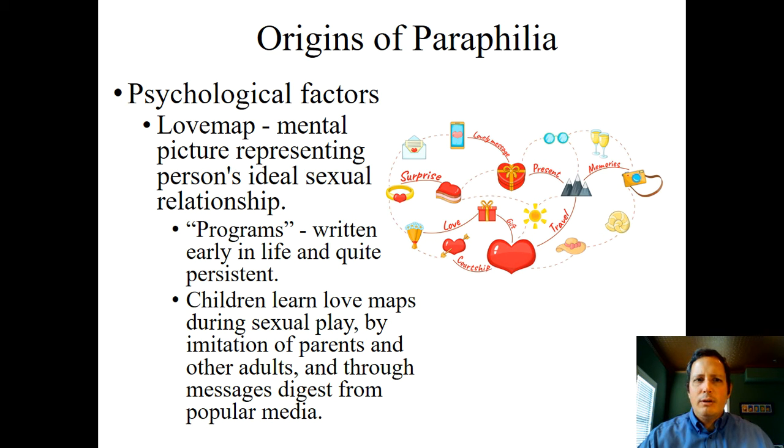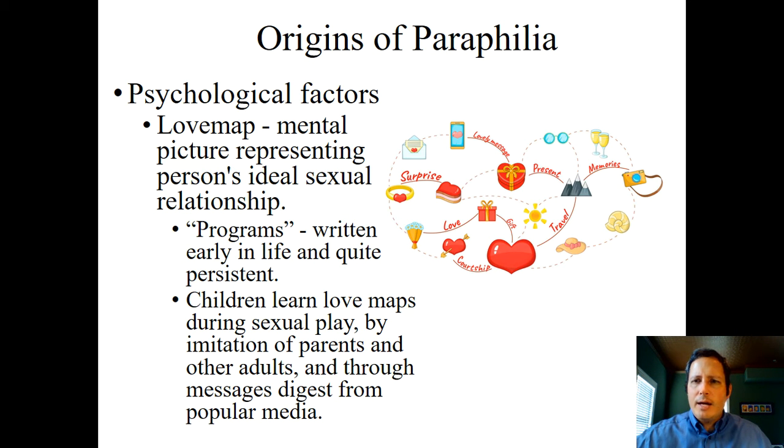Other ways that children learn love maps include sexual play and exploration that they do with each other as they explore each other's bodies, especially when your body doesn't look like my body. Why might that be? Imitation of parents and other adults, mirroring some of their particular types of behaviors. And then also messages that they get through popular media, whether it's Disney or more hardcore content. All of that's going to go into their mental map. And so that's going to be the basis for a lot of these paraphilias.